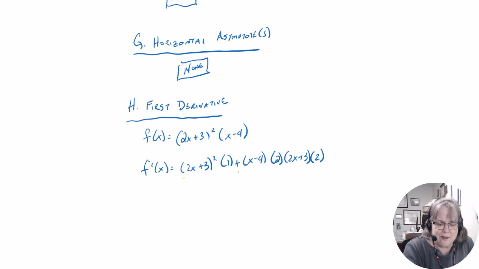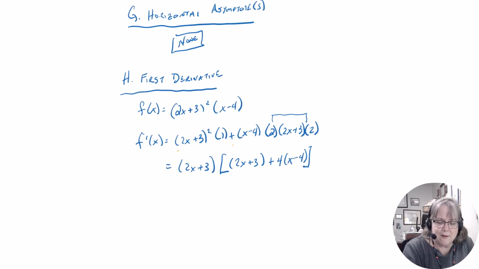So I'm going to factor out a 2x plus 3 and see if that helps a little bit, because that's the smaller one. So out of the first term, I would still have a 2x plus 3 left. And out of the second term, I would have this 2 times 2 is 4. And I would have 4 times x minus 4, which simplifies my multiplication quite a bit. Because I need factors for this first derivative. You either need factors or you need a quotient. So you'd have 2x plus 4x is 6x. And 3 minus 16 is minus 13. So this is your first derivative.